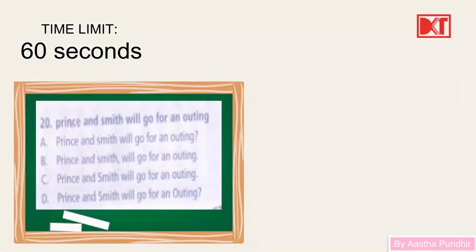Okay, so here Prince and Smith will go for an outing. Here Prince and Smith both are names of people. They are proper nouns, so their initials will be capital. Then Prince and Smith will go for an outing. It's not a question, it's a statement, so it ends in a full stop. Correct answer is C. Prince and Smith will go for an outing.